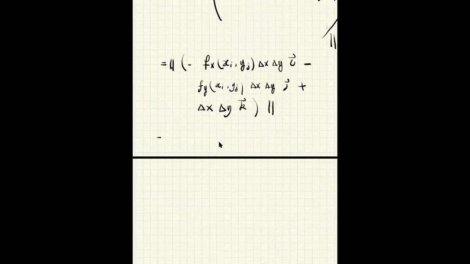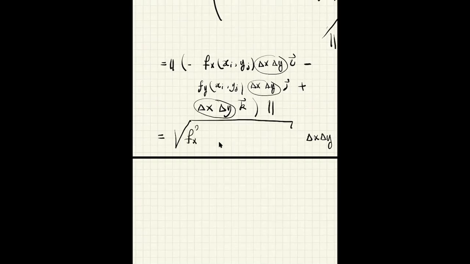Okay, well, what is the norm of a vector with 3 components? This is the square root of this one squared plus this one squared plus this one, but then you have this one which is redundant in all of them. So we take it out, which is delta x delta y, with the square root of this. Now we have to take the square root, which is f_x squared evaluated at the point x_i, y_j plus f_y squared plus 1. Okay.